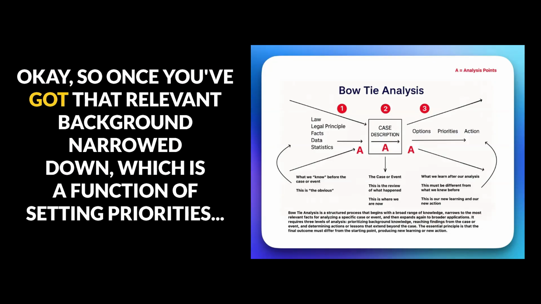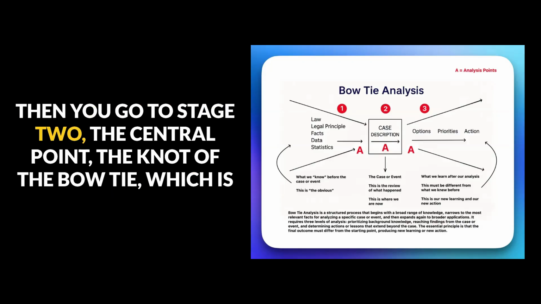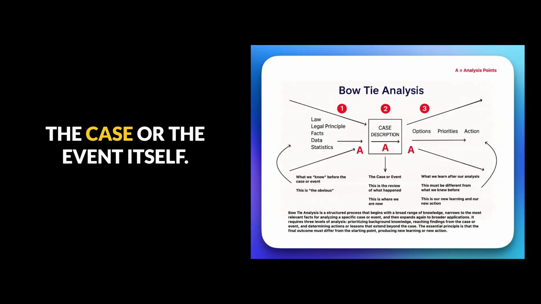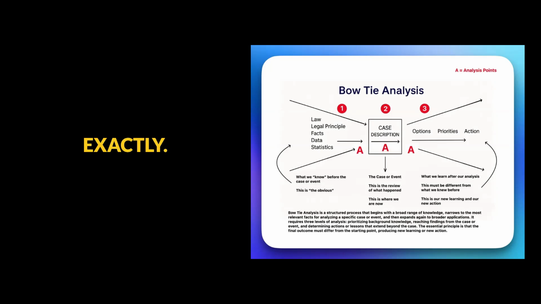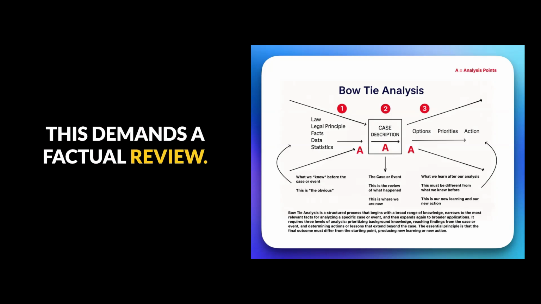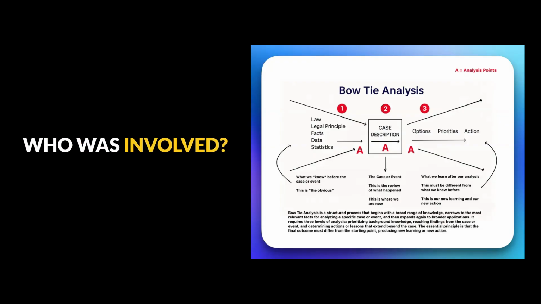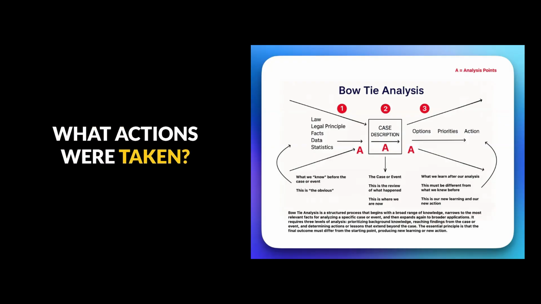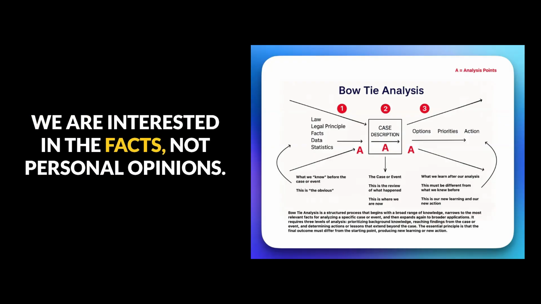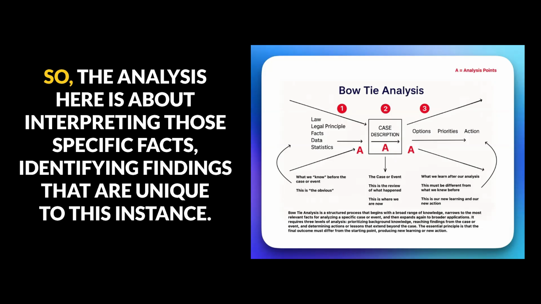Okay, so once you've got that relevant background narrowed down, which is a function of setting priorities, then you go to stage 2, the central point, the knot of the bow tie, which is the case or the event itself. Exactly. This demands a factual review. What happened? Who was involved? What actions were taken? We are interested in the facts, not personal opinions. So, the analysis here is about interpreting those specific facts, identifying findings that are unique to this instance.